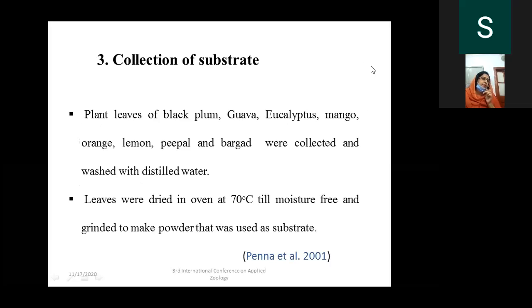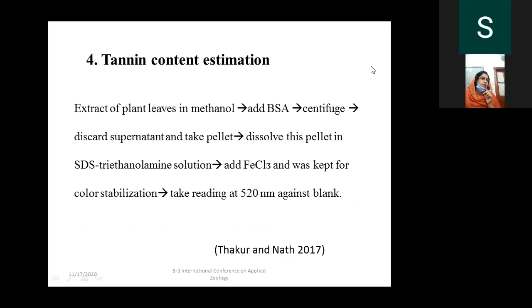Leaves of various indigenous plants were collected from the garden and washed with distilled water to remove the dirt, and then dried in an oven at 70 degrees centigrade till moisture free, and grinded to make powder that can be used as the substrate for the fermentation. For estimation of the tannin content, the method of Thakur and Nath was used, and after extraction of the tannin from the leaves, the reading was taken at 520 nanometer against the blank, and pure tannic acid of Sigma was used as the standard.